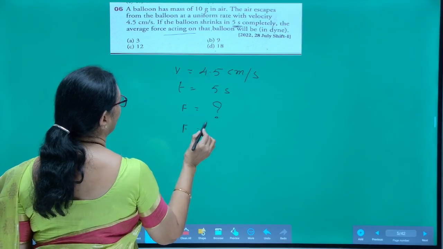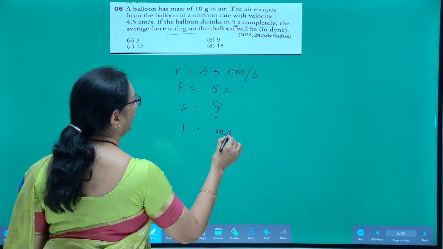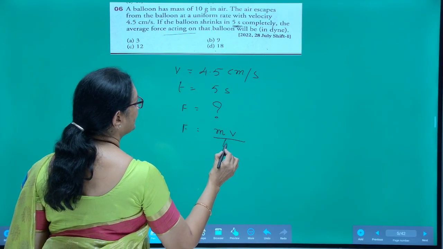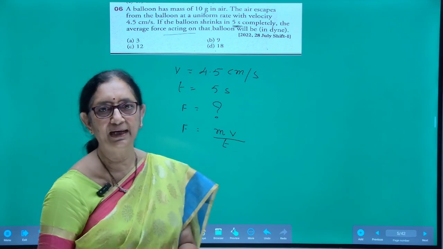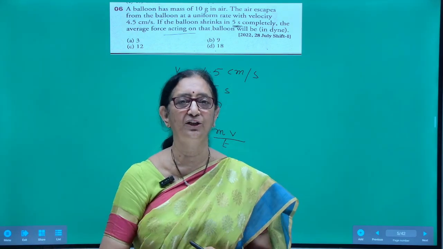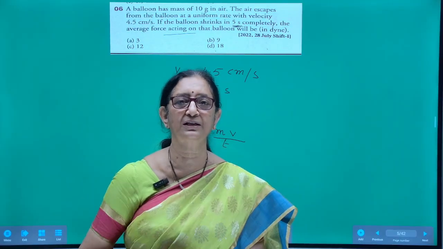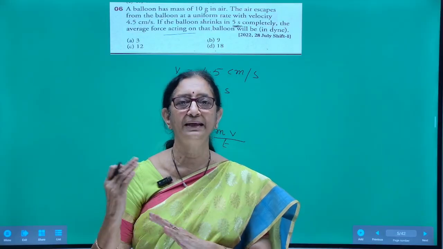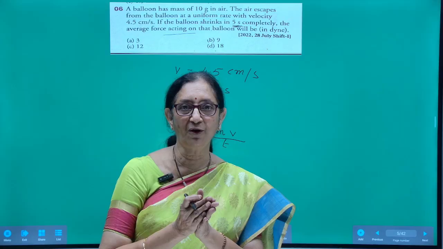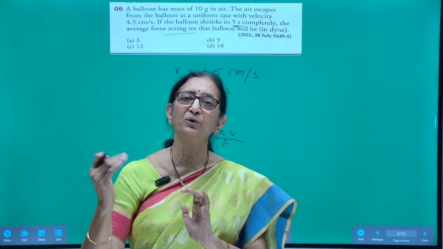Force is equal to m into acceleration, that is m v by t, or m by t into v. If mass is changing with respect to time, keeping velocity constant, it will be m by t into v. If mass is constant, it will be m into v by t.